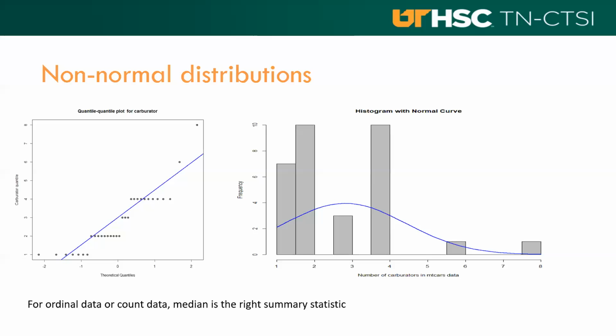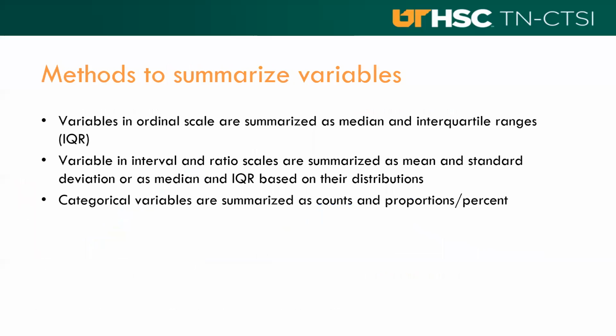Again, this is for the same data, plotting the histogram with the normal curve. We see that there is skewness towards the right. There are outliers towards the right. Most of the data are on the low side, around 1 to 2, and to some extent around 4, but there are some extreme data like around 6, around 8. So for such kind of data, we do not use the mean to summarize the data. We use the median to summarize such skewed data, or non-normally distributed data, or ordinal data.